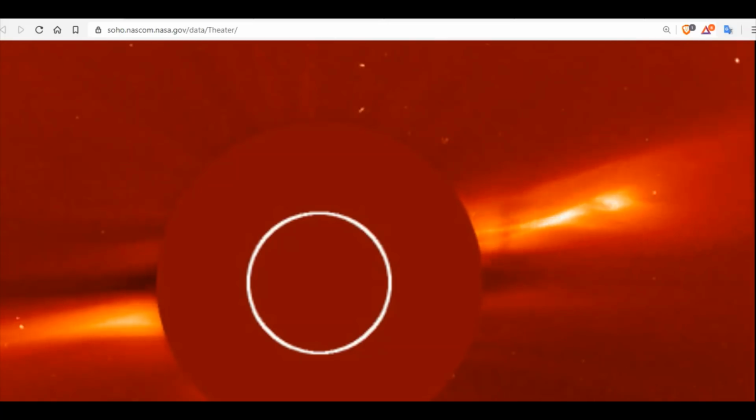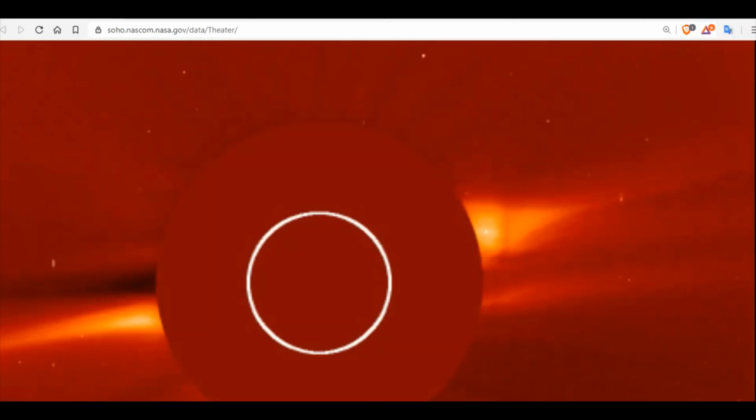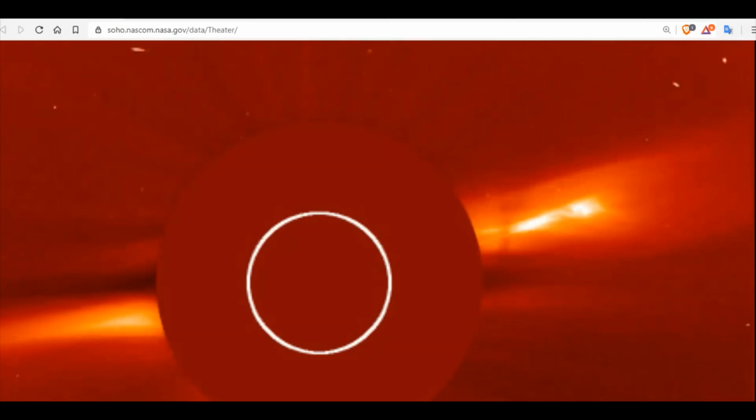A CME during the bottom of a solar minimum is a unique event. A rare event. We haven't seen a CME like this in quite some time.